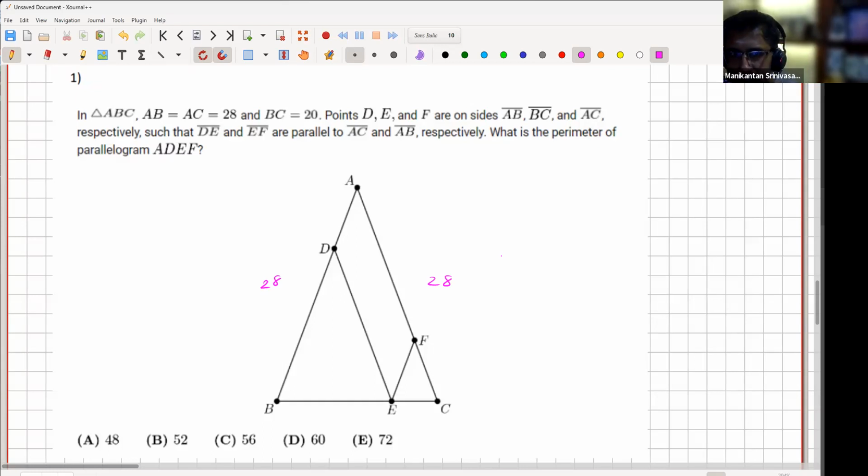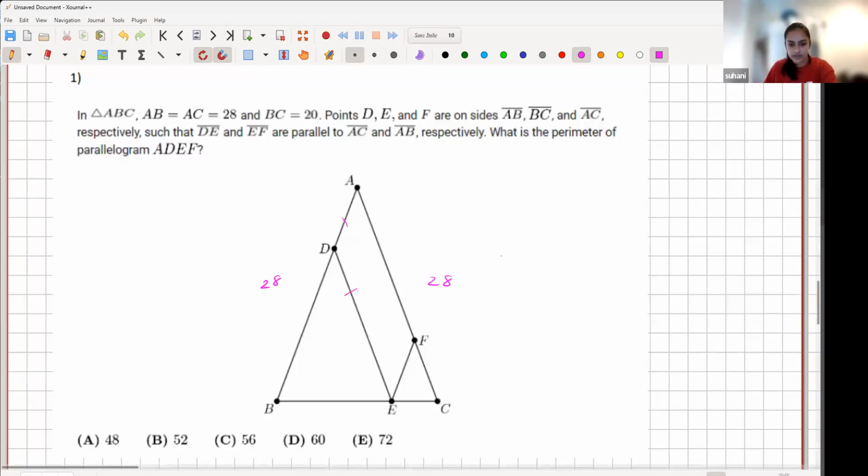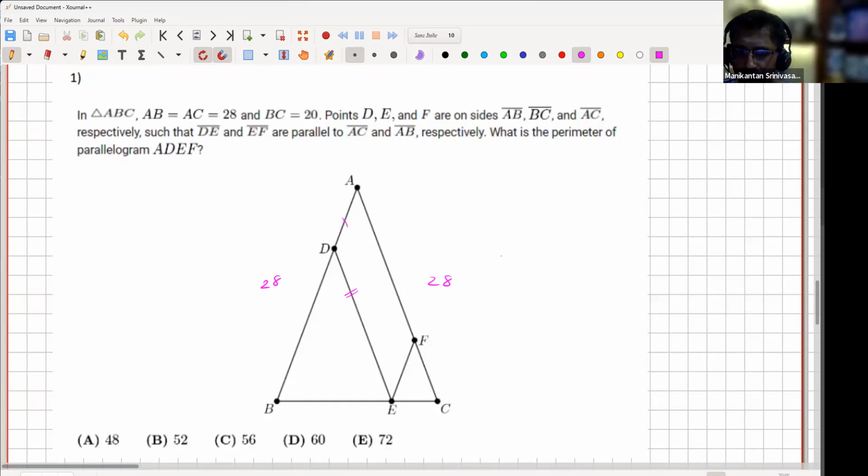What else? And then AD plus AE. AD plus DE, sorry. AD plus DE. Okay. Yeah. Because those two are the same because it's isosceles, I think. So then you just times that by 2 because the perimeter would just be 28 times 2.